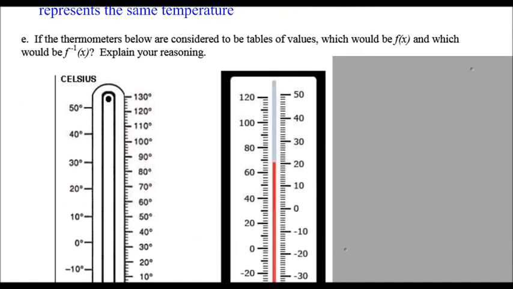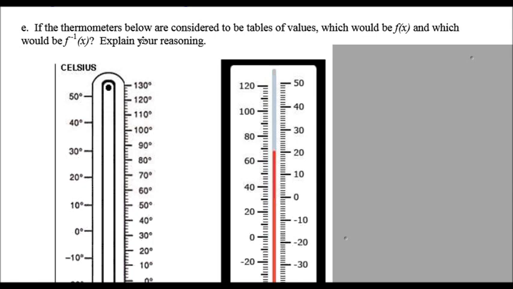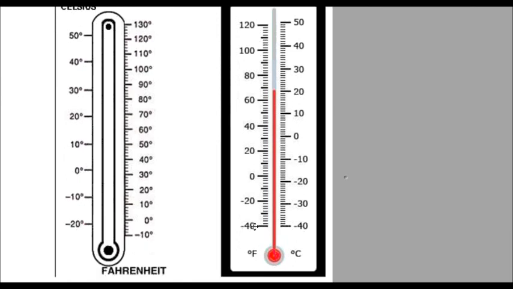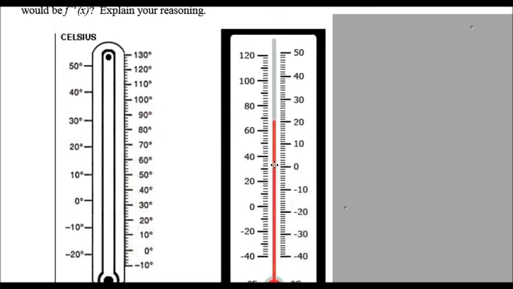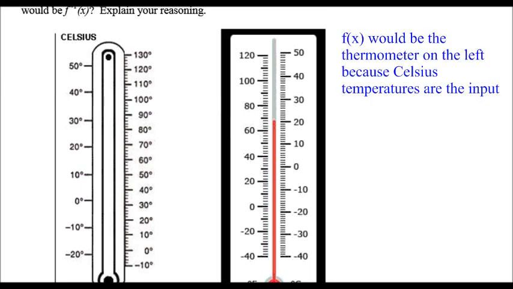So finally, part E, which one would be considered f of x and which would be the inverse? Hopefully you've thought about that question. If not, pause, play the recording, work it out. Okay, so for this one, Celsius is the input, Fahrenheit's the output. Over on this one, Fahrenheit's the left side variables, we'll call it the input, Celsius is the output. And if you remember, our original function, f of x, had Celsius as the input. So that would be the one on the left, because Celsius is the input, Fahrenheit's the output.